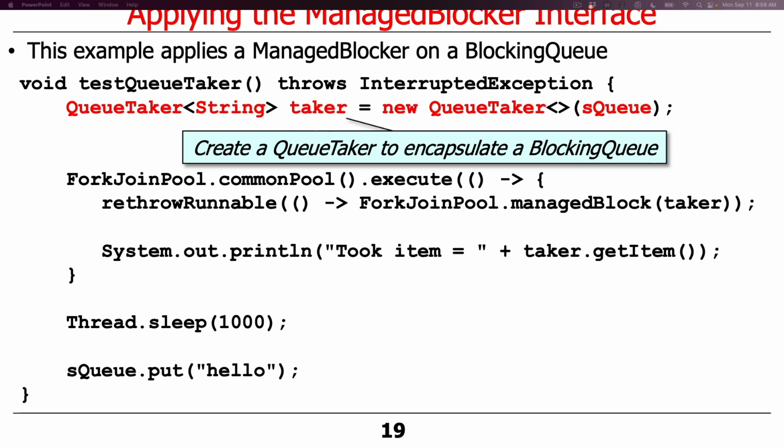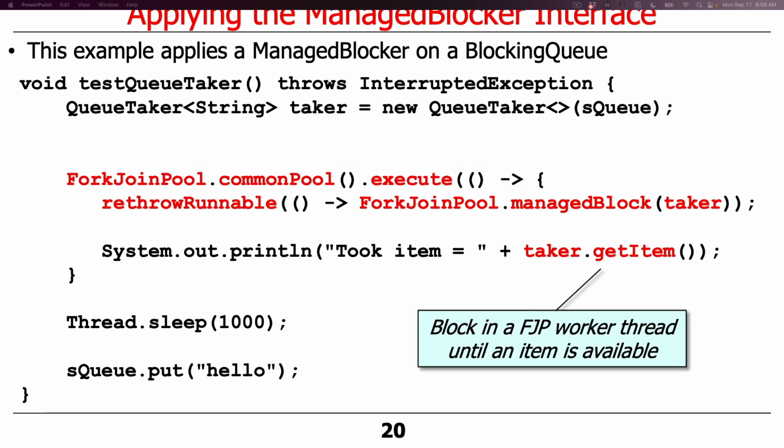So let's take a look at how we might program something to do this. This, again, of course, is in that example program EX33. And you can see that the first thing we do is we make ourselves a QueueTaker that's parameterized with a string, and we're going to give it some BlockingQueue, which is defined elsewhere in the program. And then, much like we did before, we're going to go ahead and put something in the background, which is going to run the managedBlock method on the ForkJoinPool, passing in the taker, which is the QueueTaker.